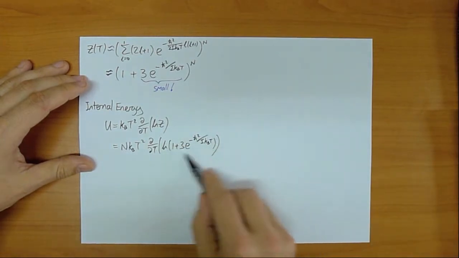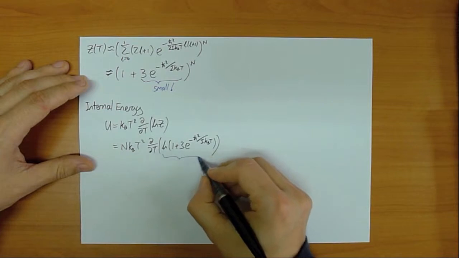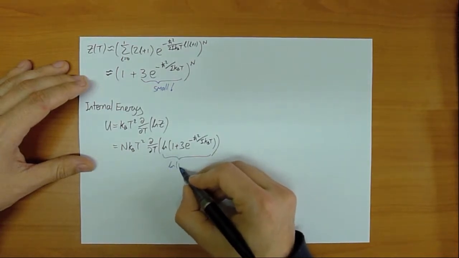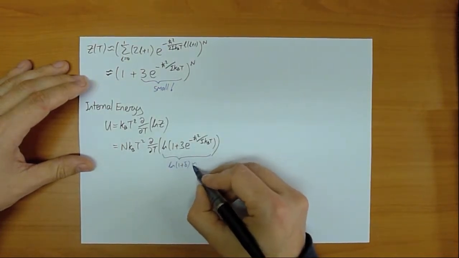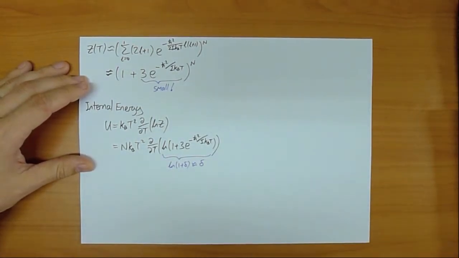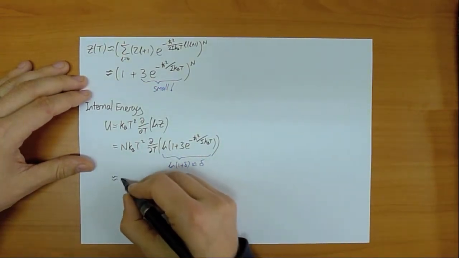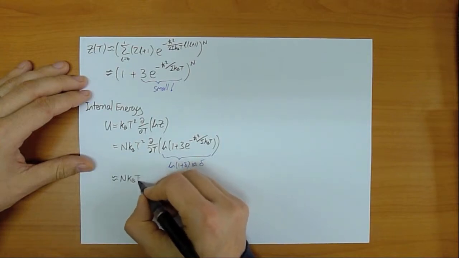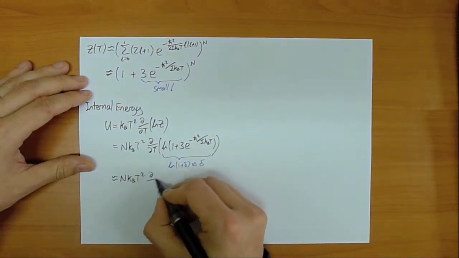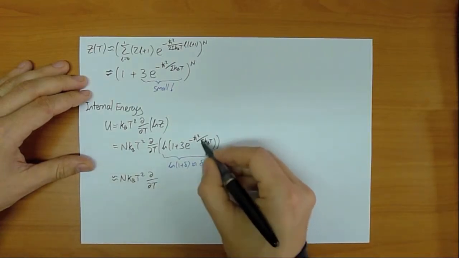But this exponential term is small, and we can therefore make the approximation log of 1 plus something small is approximately just equal to that small thing, right? That's the first order Taylor expansion. So therefore this is approximately equal to N kB T squared d by dT of just the small thing, which is this.